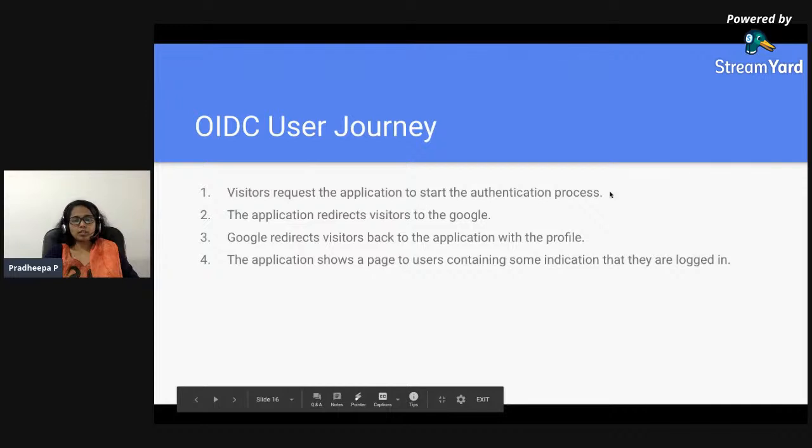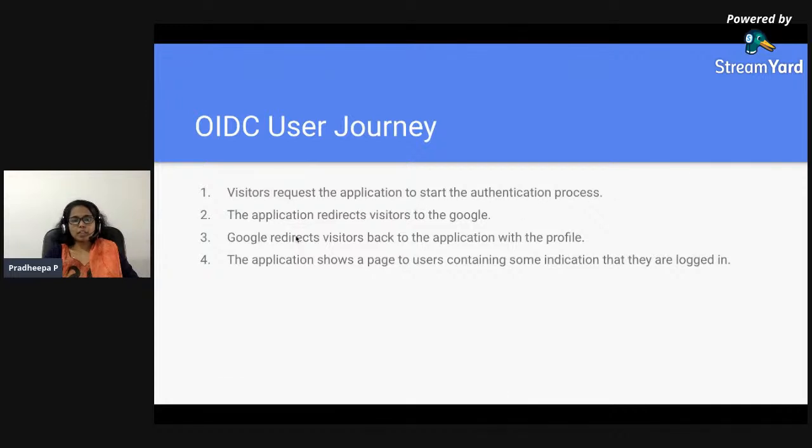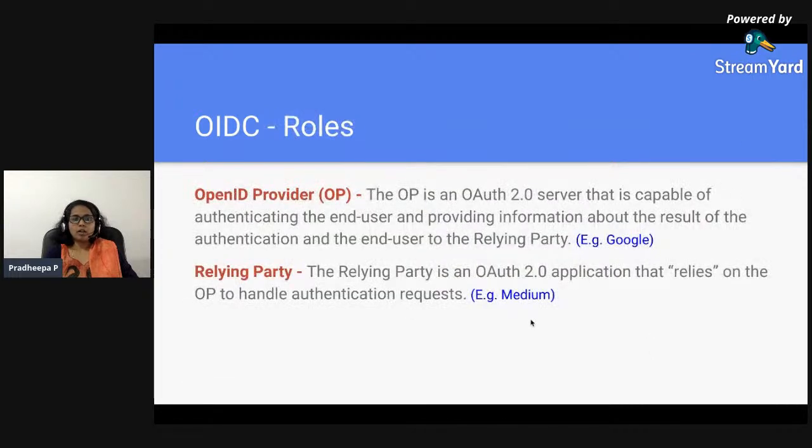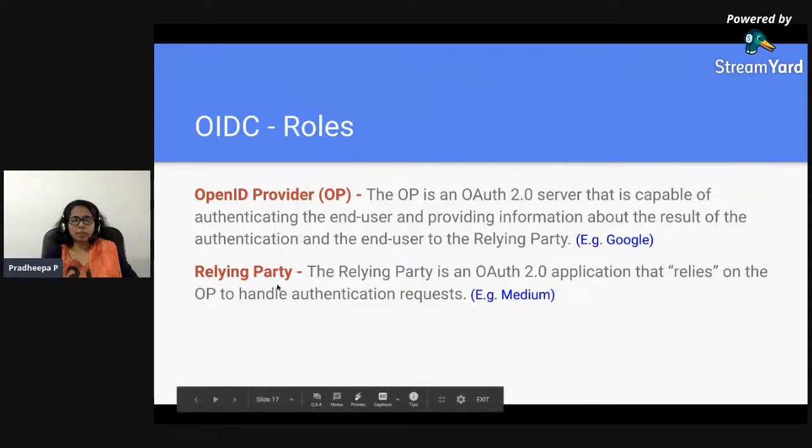Visitors request the application to start the authentication process. The application redirects the visitors to Google, and Google redirects the visitors back to the application with the profile. And the application shows, hey, welcome so-and-so. So these are the two parties available: one is the ID provider and the other is the relying party.